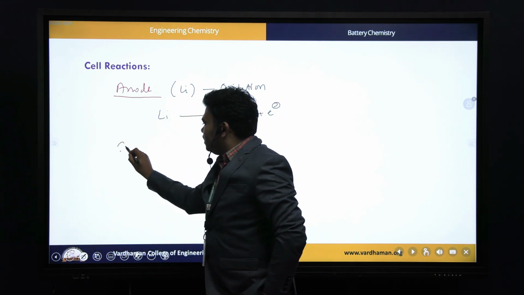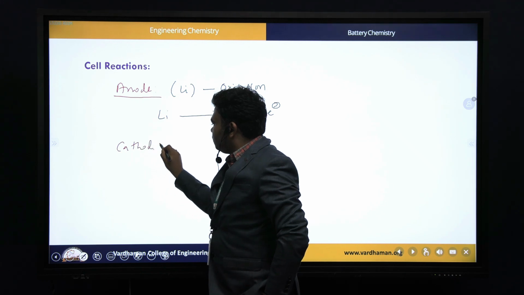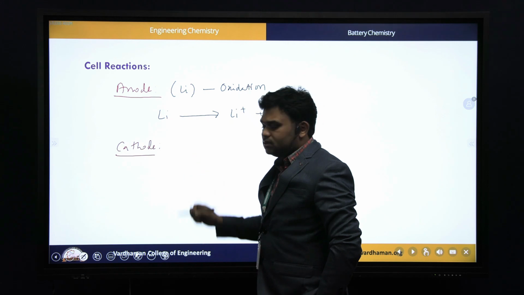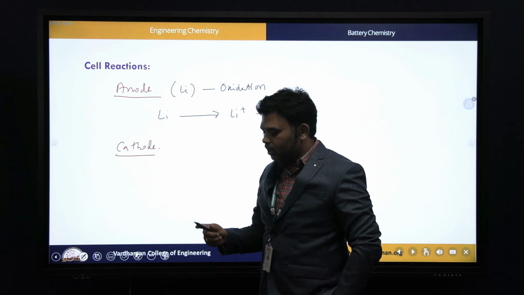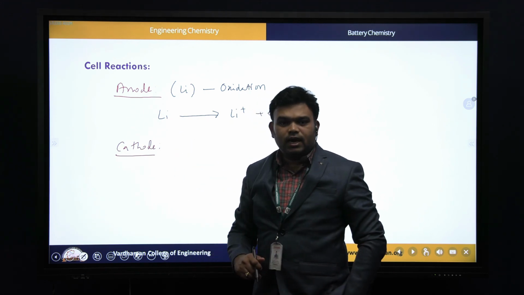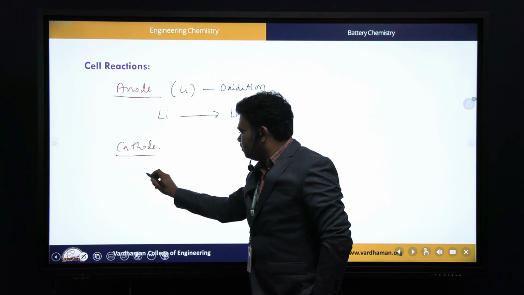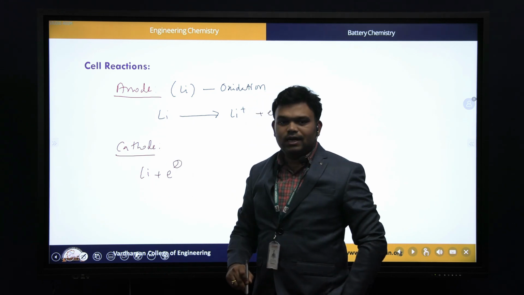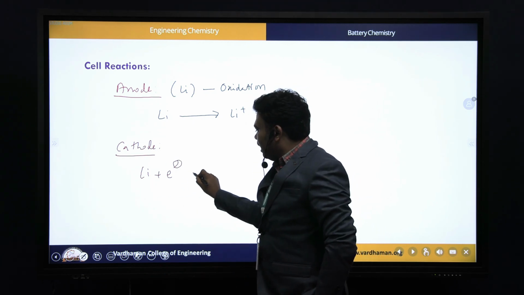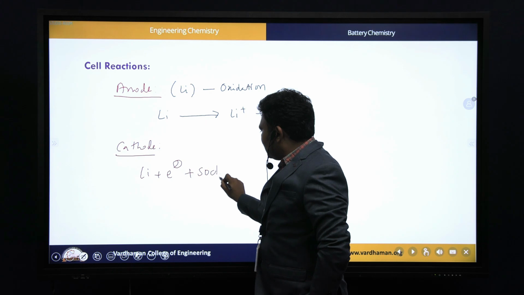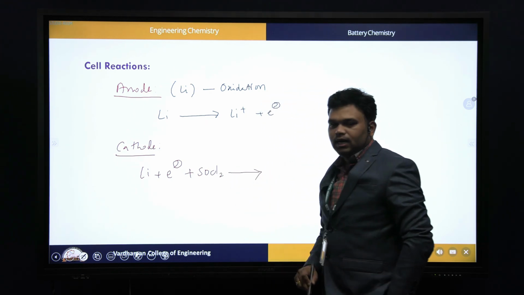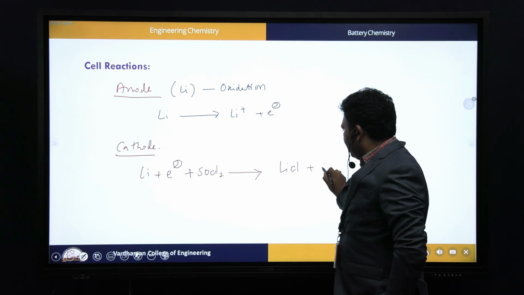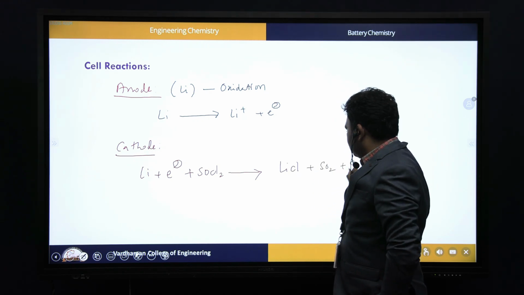Next, the reaction which takes place at the cathode. As we know, graphite and thionyl chloride itself act as the cathode. The reaction at the cathode is: the Li+ and electrons which are released at the anode combine with the thionyl chloride, which is a part of the electrolytic solution in the construction, and are converted into LiCl plus SO2 plus S.